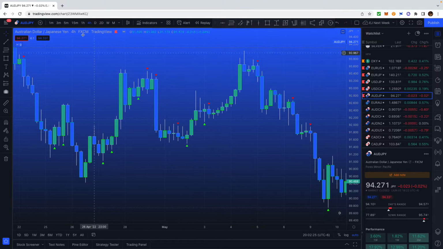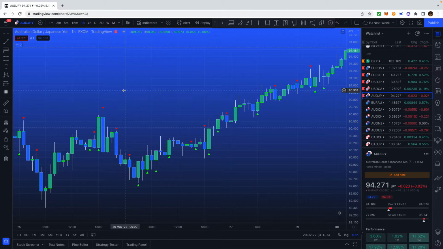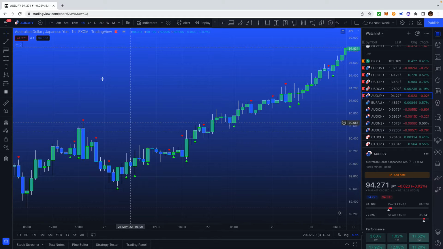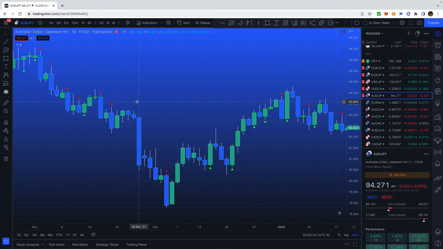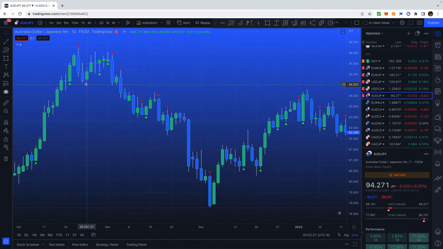on any chart. This is the 4-hour chart. We go down to the 1-hour chart. It's going to give you the same thing. Go to the daily chart. It's going to give you the same thing. So no matter what time frame, it's going to give you those engulfing candles.